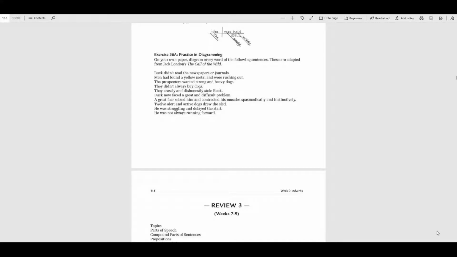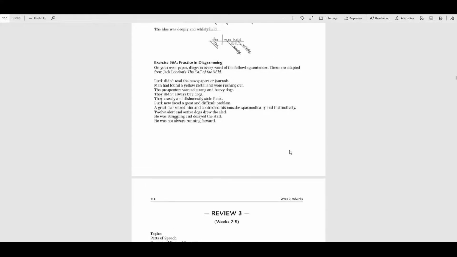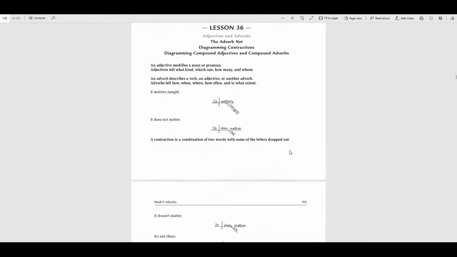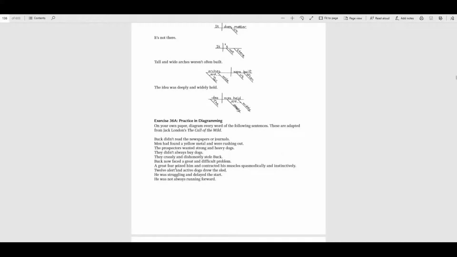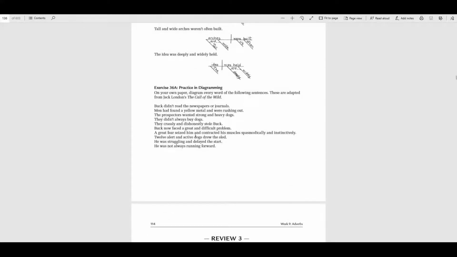Okay, so I'm going to help you on these sentences. So I'm assuming it's this. Yeah, it has to be because that's all there is. Okay, so let's go ahead and see if we can diagram these sentences. Okay, so Buck didn't read the newspapers or journals.